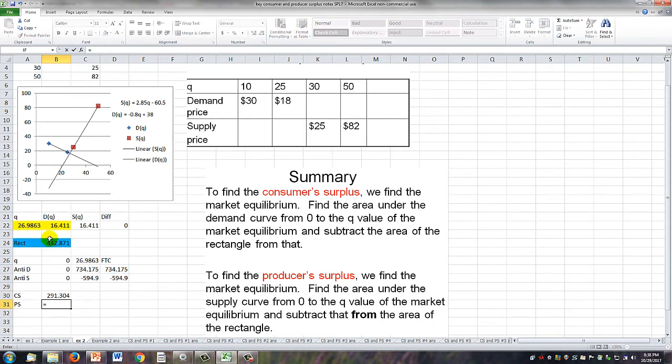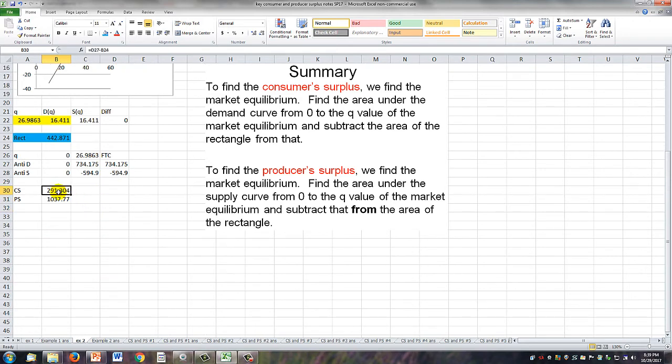Alright, the producer surplus, this is the producer surplus line. There's the rectangle formed by market equilibrium. Right there's market equilibrium. And the area under this supply curve is here, but the area of the rectangle is bigger. So that is why you're going to do area of the rectangle minus area under the supply curve. And see that? That's what's going to take care of the negative, because you're minusing a negative, which gives you a positive.